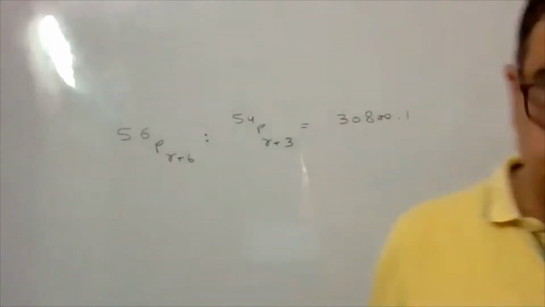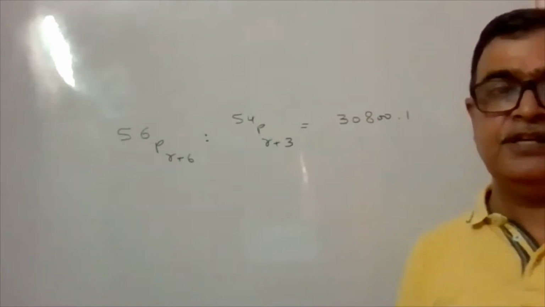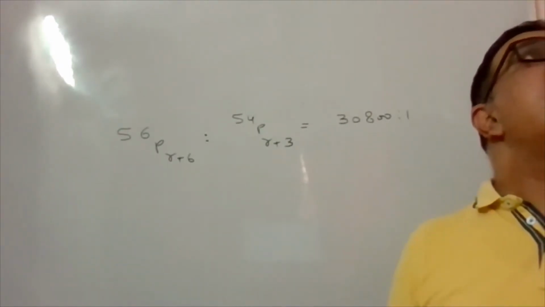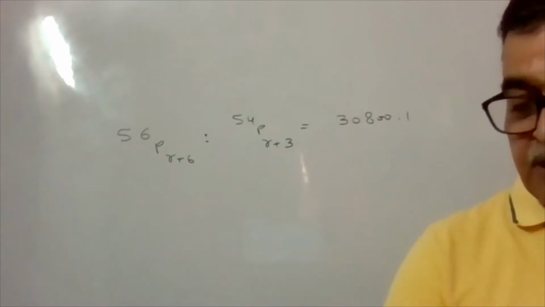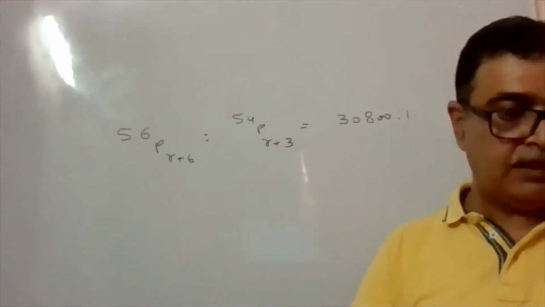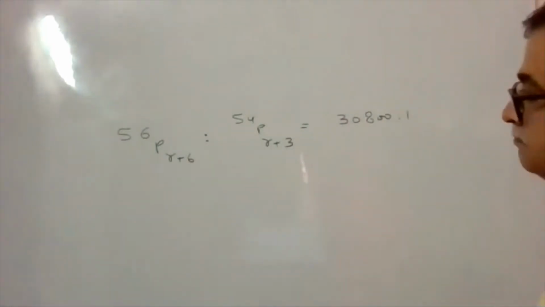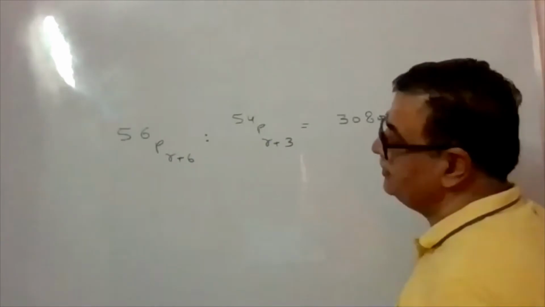Sir, can we not compare the numerators and denominators? No, in this case you can't compare because the other side is also there. Comparison means what? Sir, like I equate the numerators and then the denominators. No. It's a multiplication. How is it?